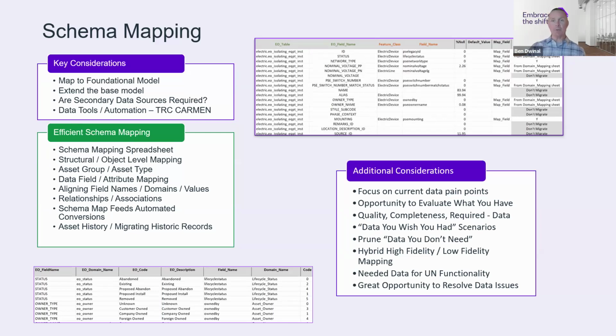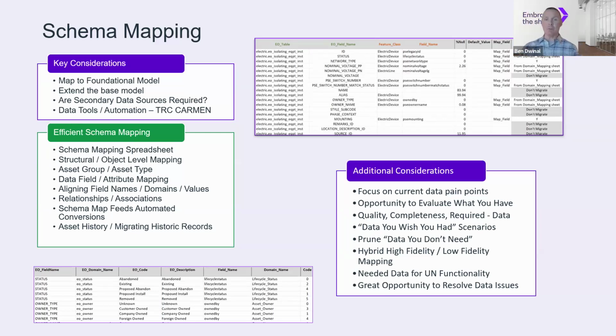Executing your schema mapping, once you get past that phase, really starts with an initial focus on object level or class level mapping to get the structural mappings defined between the systems. Next, we drill down a bit into mapping assets and subtypes from your legacy systems into the UN asset groups and asset types. We continue to drill down from there, and now we're looking at data field and attribute level mappings.